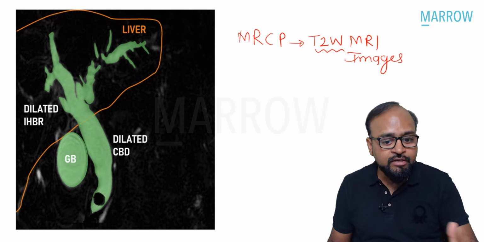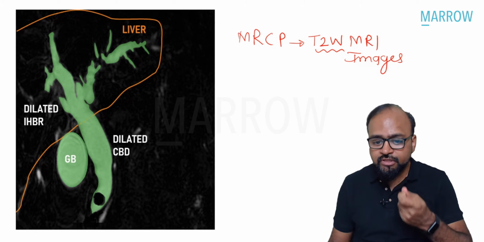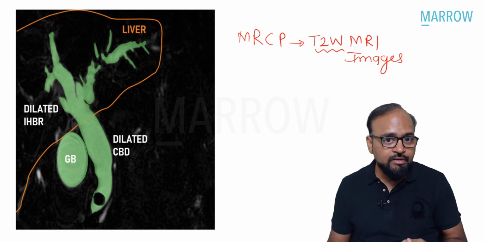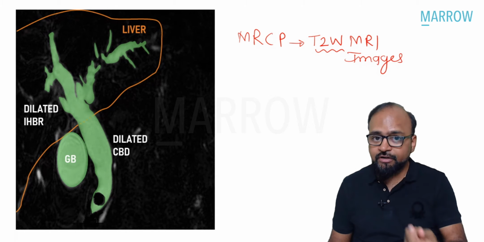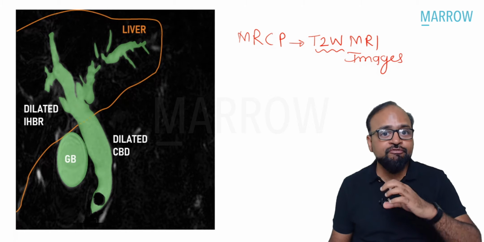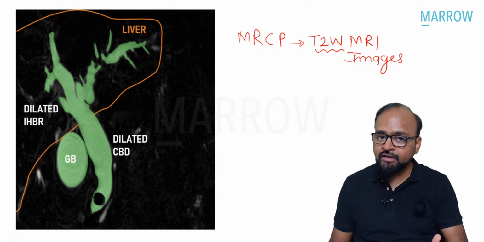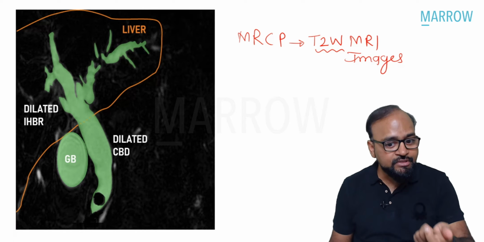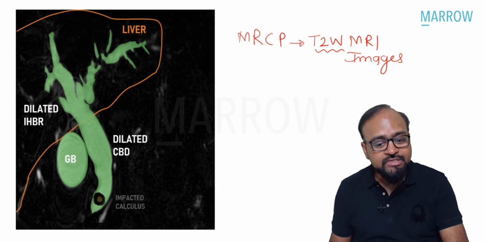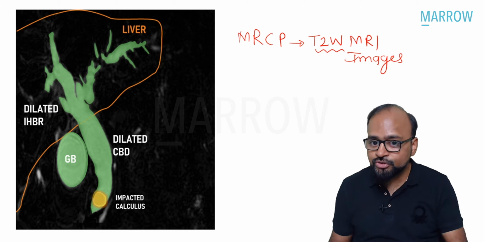Why are they dilated? Because can you see something within the common bile duct? A black area, well-defined focal area. What is that? It is called a filling defect. Why is there a filling defect? Because there's something impacted within the distal CBD. What is that? This is nothing but an impacted calculus within the CBD.